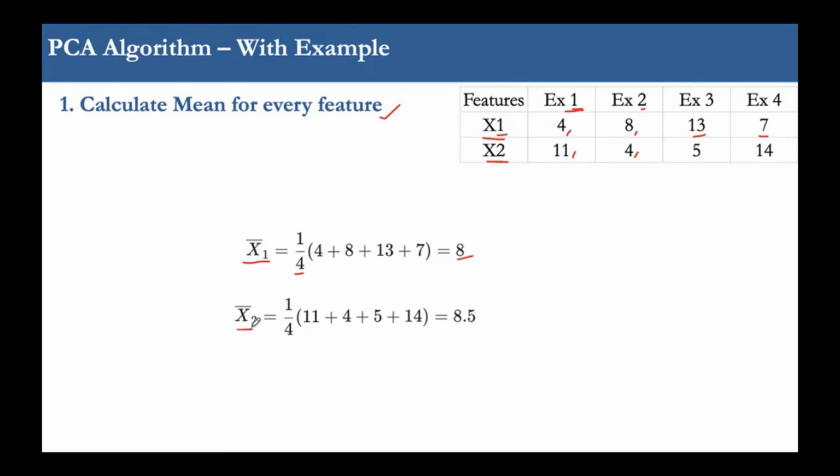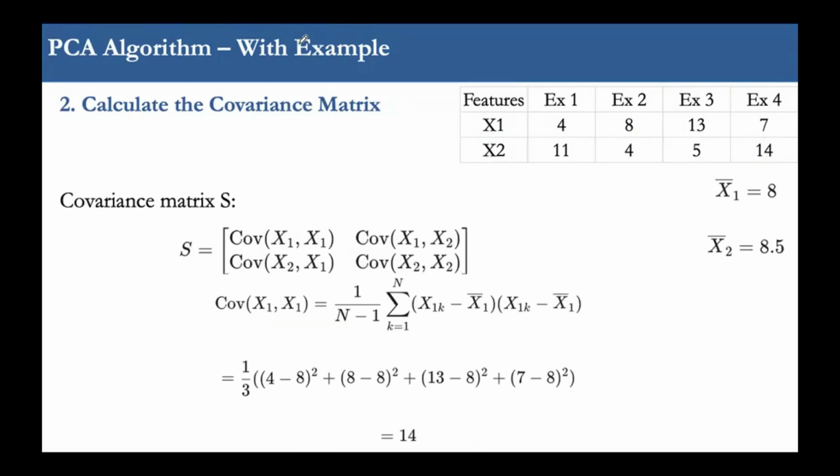Similarly, we compute x2 bar, that is the mean for the second feature. The second features are 11, 4, 5 and 14. So we will get 11 plus 4 plus 5 plus 14 divided by 4, which is equal to 8.5. The next step is to calculate the covariance matrix.